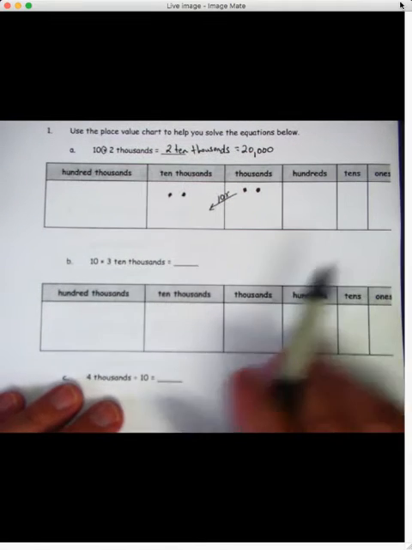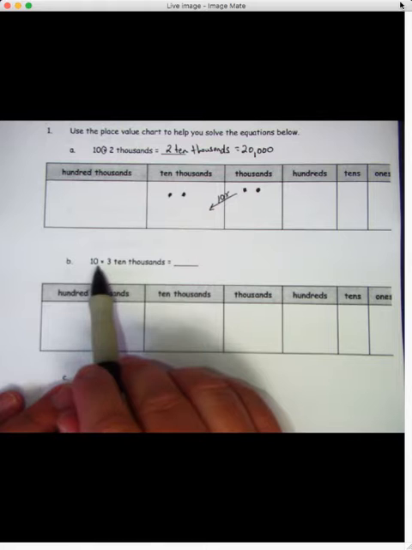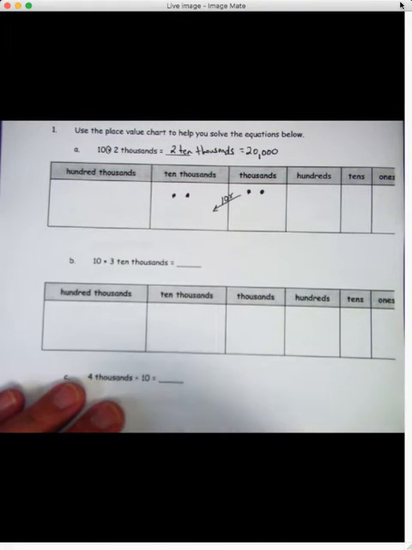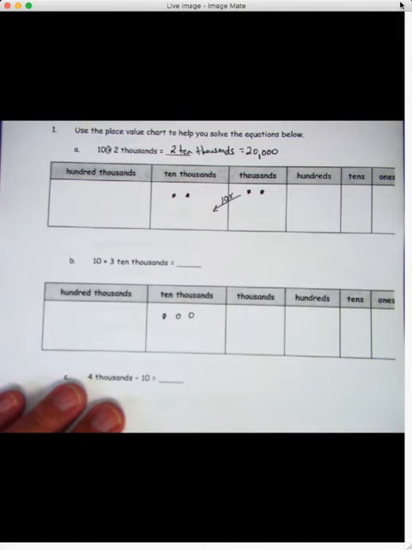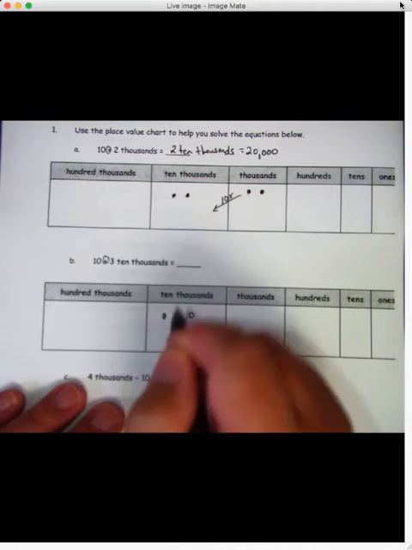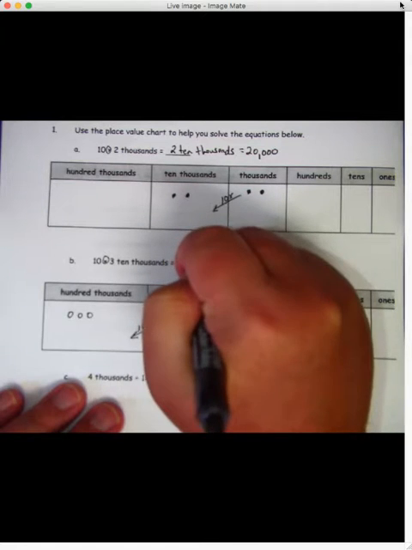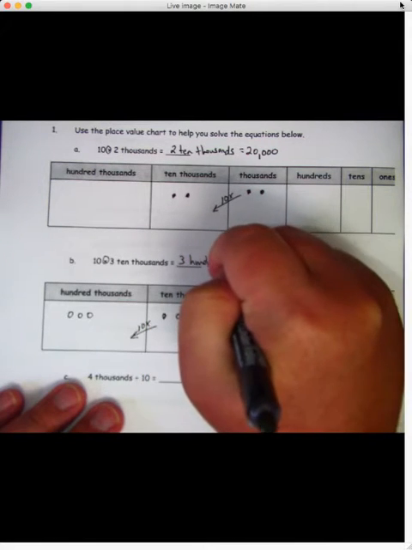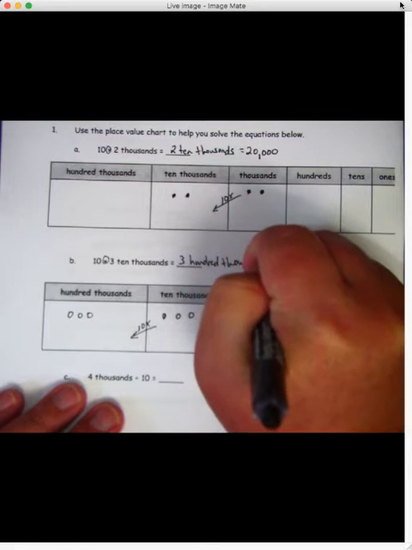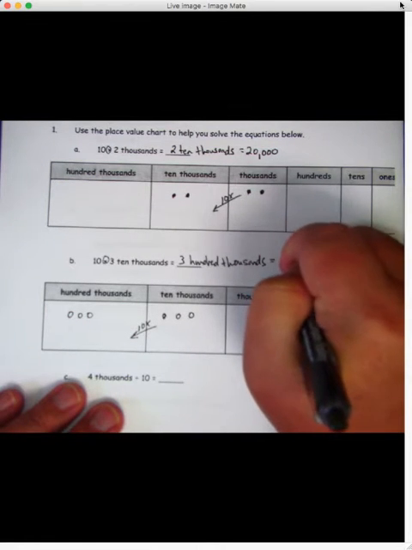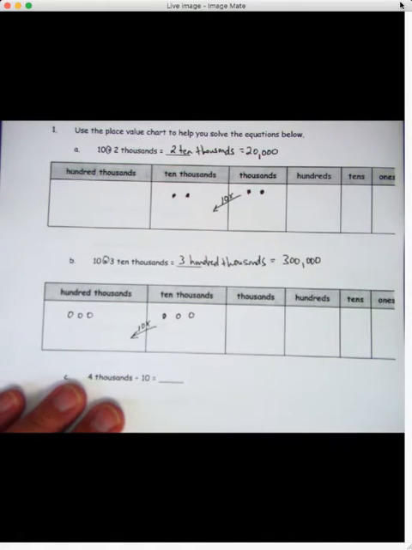Now, 10 times 3 10,000. So let's do our 3 10,000s. 1, 2, 3 10,000s, and we've got the times, so we're going to go to the left. 10 times 3 10,000s is 300,000s. We could write 300,000s, or we could just put the number 300,000 like that. Okay, are you getting it?